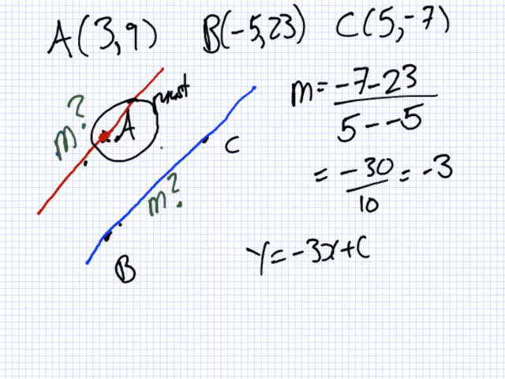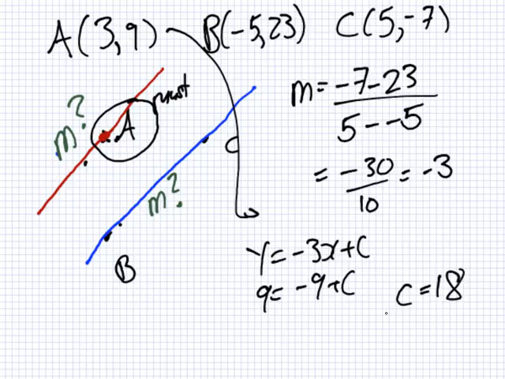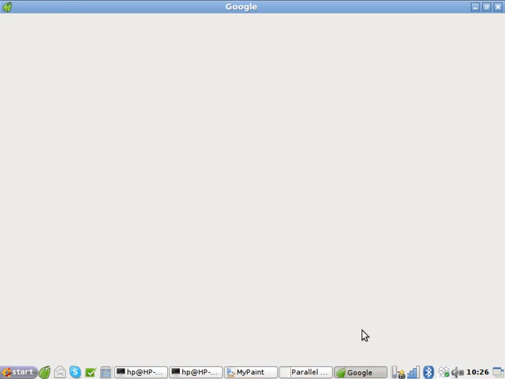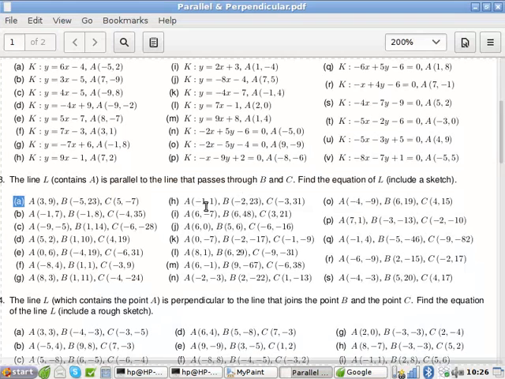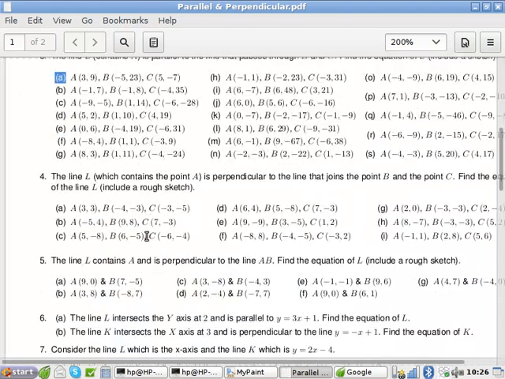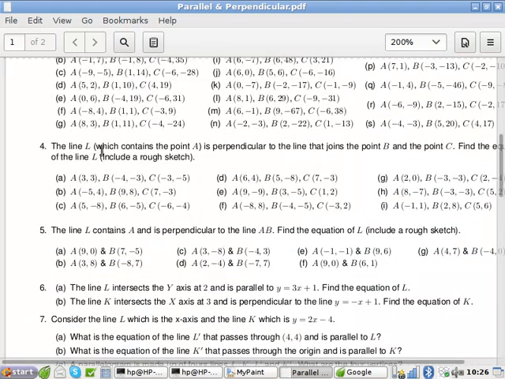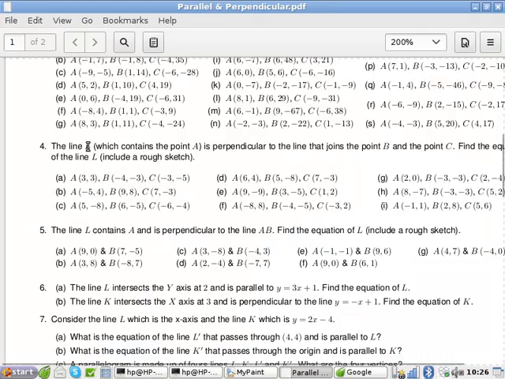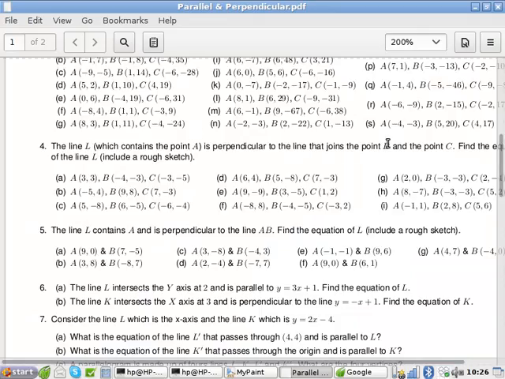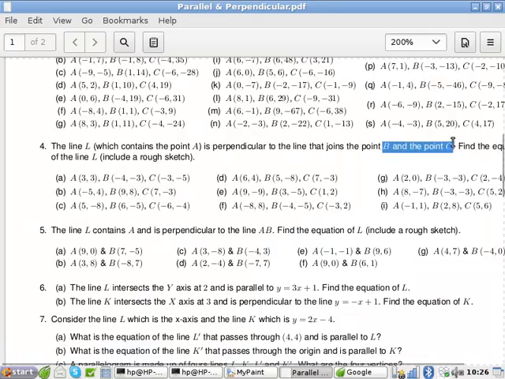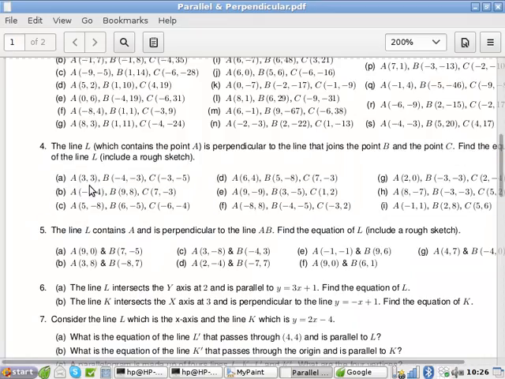So we put A in. 9 equals minus 9 plus c. C equals 18. So y equals minus 3x plus 18. Very good. Okay, let me give you a perpendicular one now. So number 4, line L, which contains A, is perpendicular to BC. So it's a perpendicular one. Whoops. So if you can try this one here.